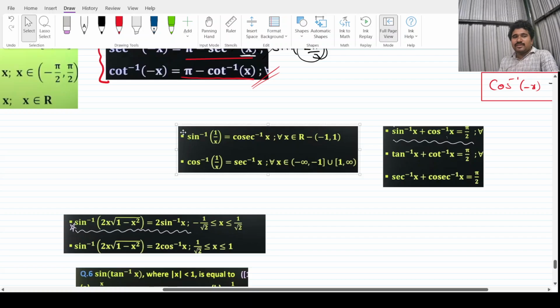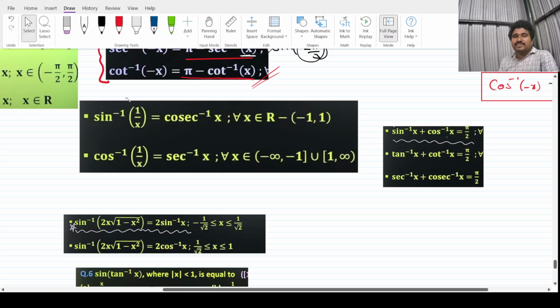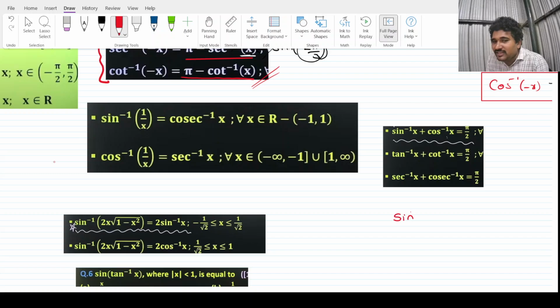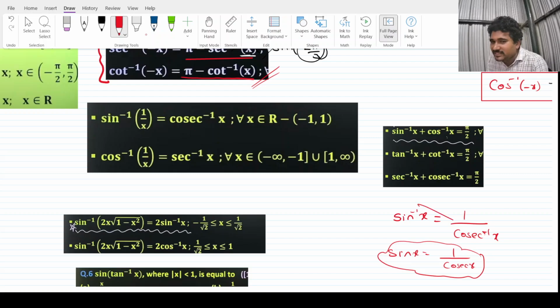Now observe the next one. Next property. Write the next property. Sine inverse of 1 by x. Remember it as cosecant inverse x. Don't think sine inverse x is the same as 1 by cosecant inverse x. That is a wrong assumption. We know sin x is equal to 1 by cosecant x, correct? But sin inverse x is not 1 by cosecant inverse x.